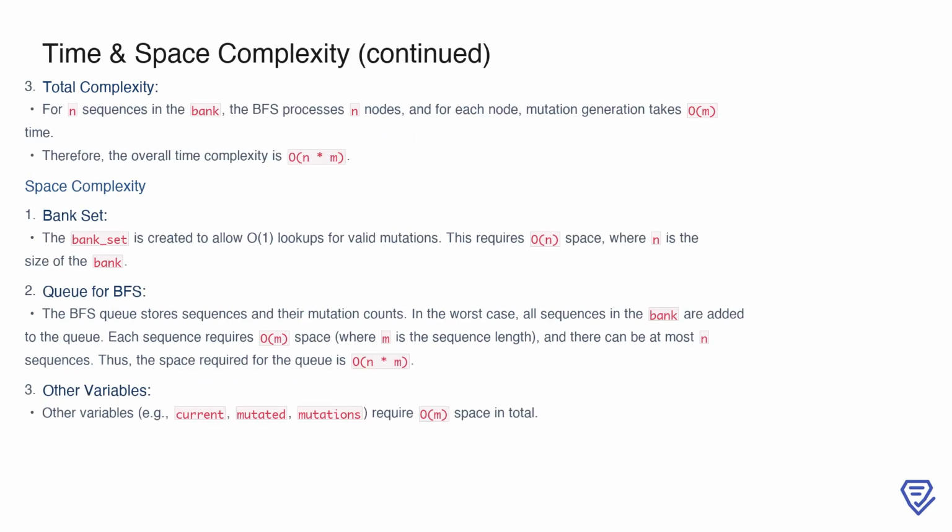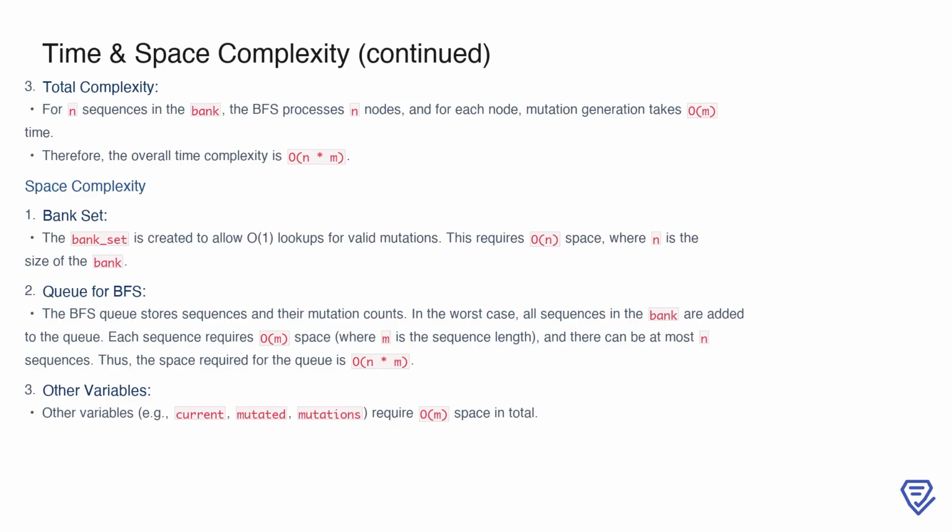Now, combining the components of the BFS, the total time complexity can be derived. For n sequences in the bank, the BFS processes all n nodes, and for each node, mutation generation requires O(m) time. This results in an overall time complexity of O(n*m).